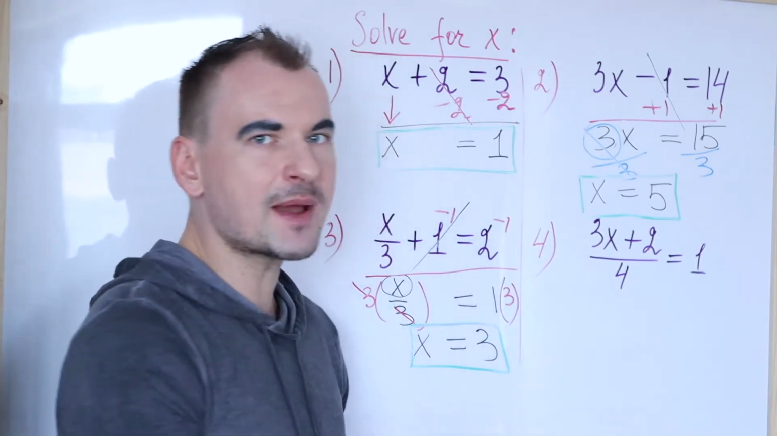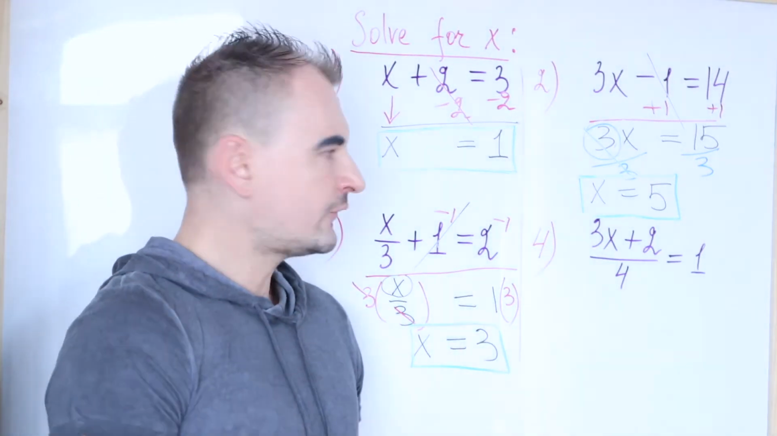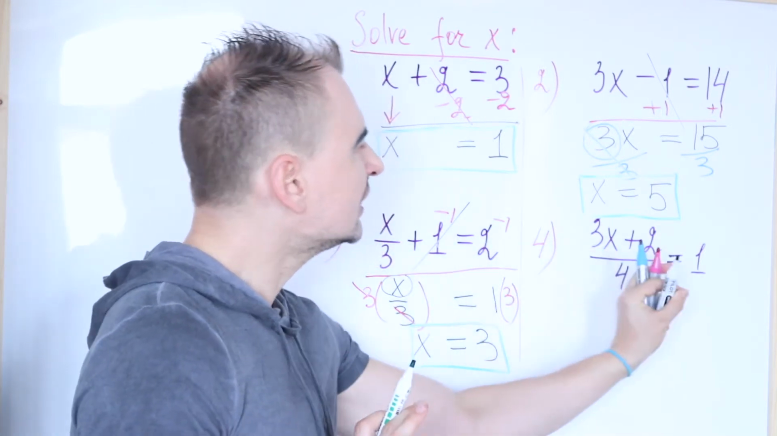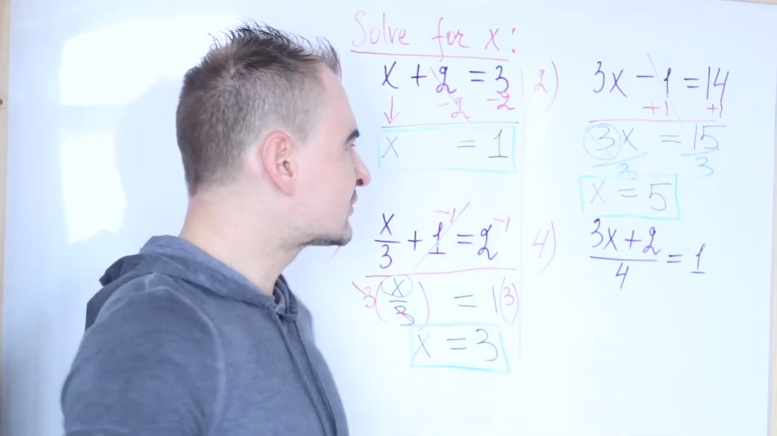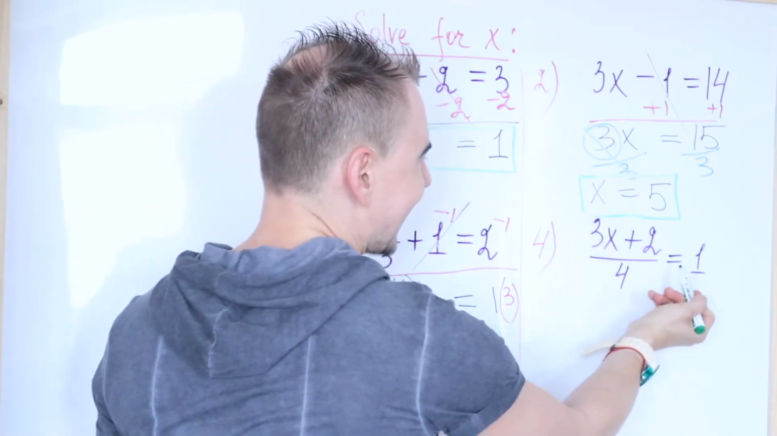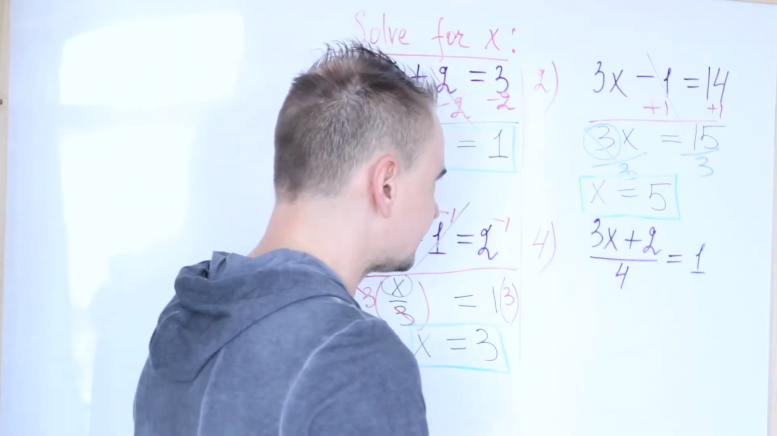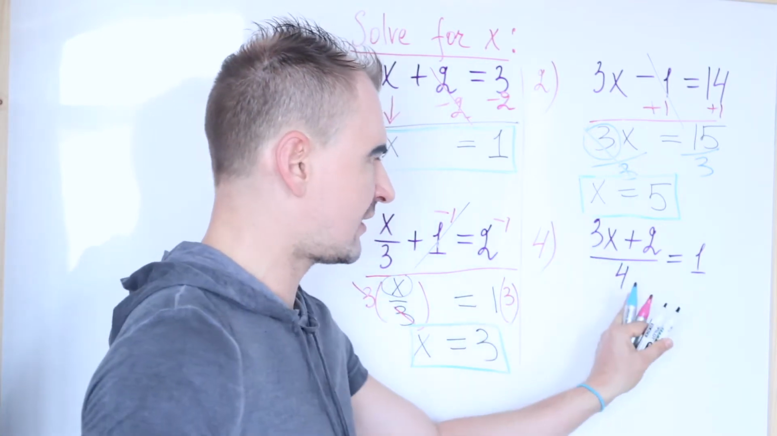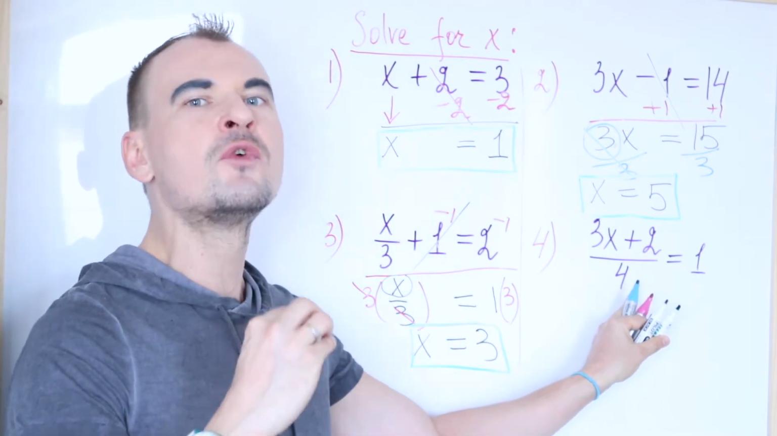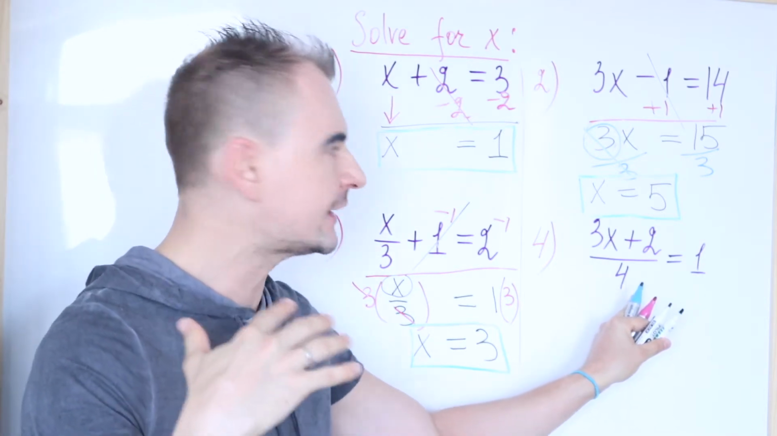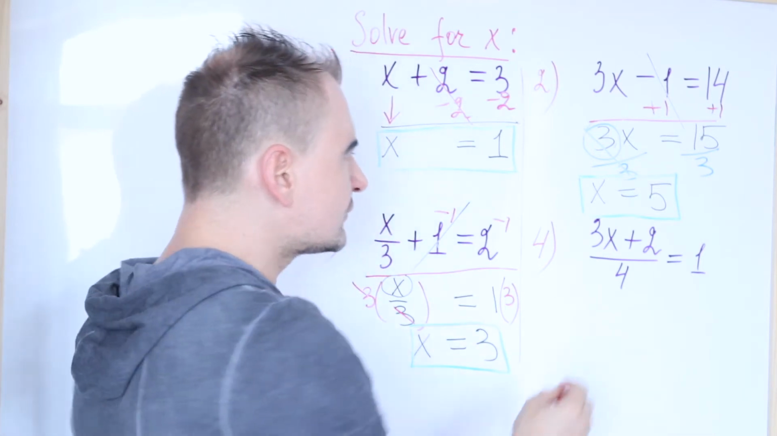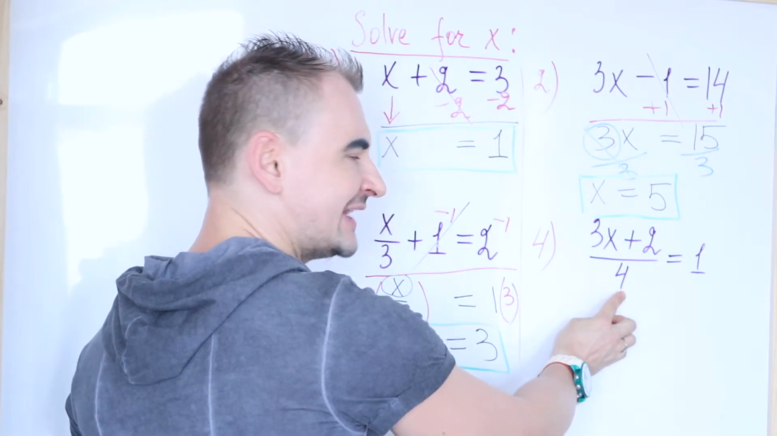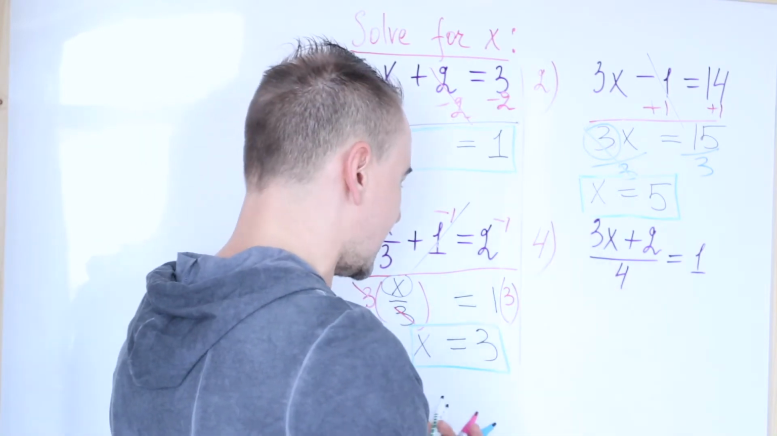Again, you could check it out by plugging it in, and it works and it checks out. And finally, the last one. Say you have been asked to solve for x for that linear equation. On the left side it happens to be a fraction. So again, you want to get rid of this fraction. The way you would do it is simply multiply by 4 in order to get rid of this 4 in the denominator, on both sides of your equation.